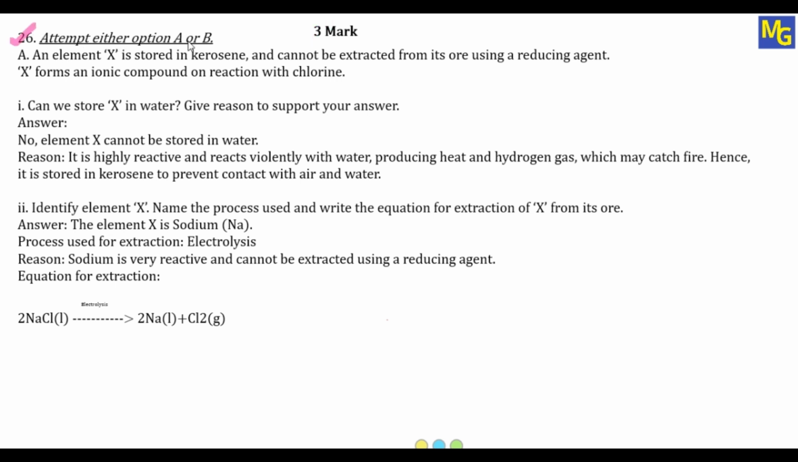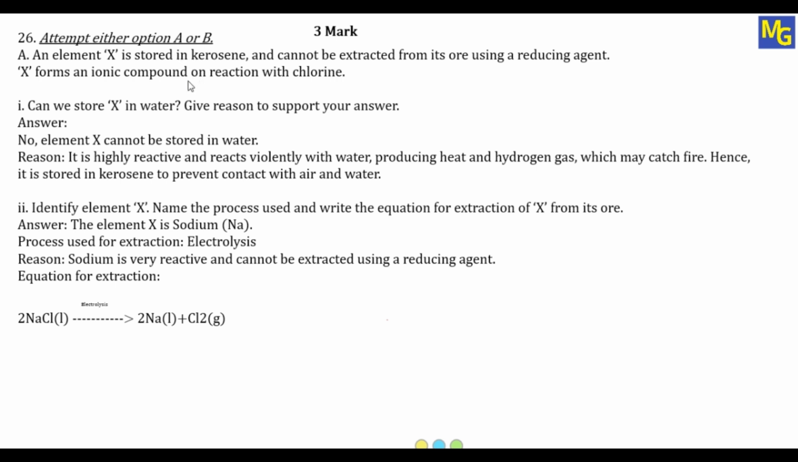Attempt either option A or B. So in this question we have an internal choice. Here we are going to start with A, and on the next page we are going to start with B. Whenever such a type of question comes, remember you have to attempt any one, either A or B, and how to choose which question to be solved.